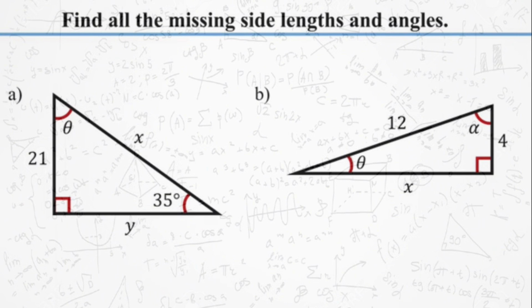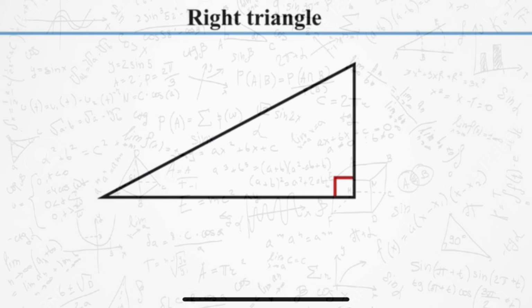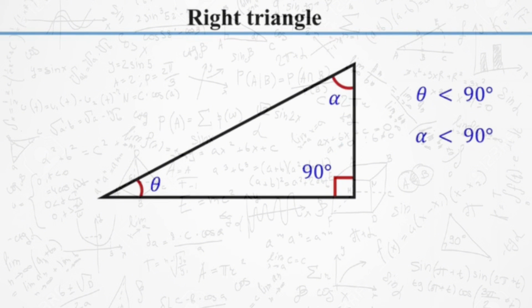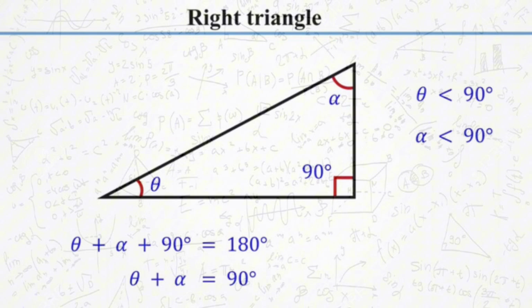Let's get started. A right triangle has one angle measuring 90 degrees, which is represented by a small square in the corner. The other two angles are acute, meaning they are less than 90 degrees. Remember, the sum of all angles in any triangle always adds up to 180 degrees, so in a right triangle, the sum of the two acute angles is 90 degrees.